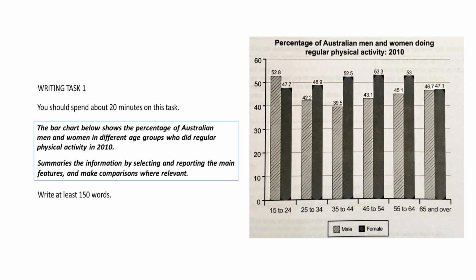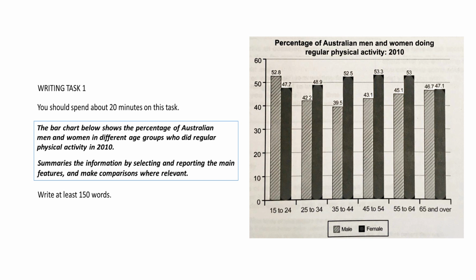Let's start by looking at the sample question. The bar chart below shows the percentage of Australian men and women in different age groups who did regular physical activity in 2010. Before you start writing, the first thing you need to do is to check whether it shows figures or percentages. You need different languages to talk about these things. If the chart shows figures, you'll need to talk about numbers, figures, amounts, and so on. If the chart shows the percentage, you'll need to talk about percentages and proportions.